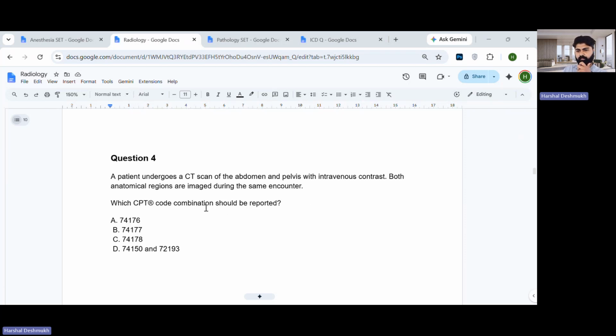A patient undergoes a CT scan of the abdomen and pelvis with intravenous contrast. Both anatomical regions are imaged during the same encounter. So what will be the CPT code or the CPT code combination that will be reported here?